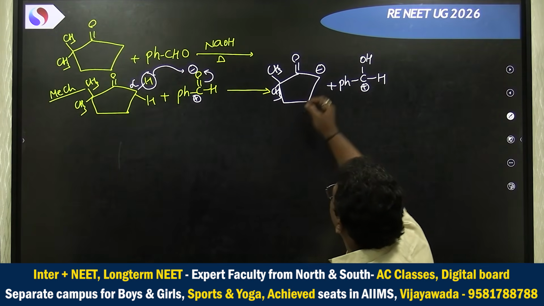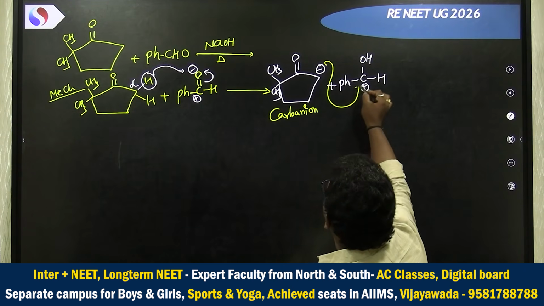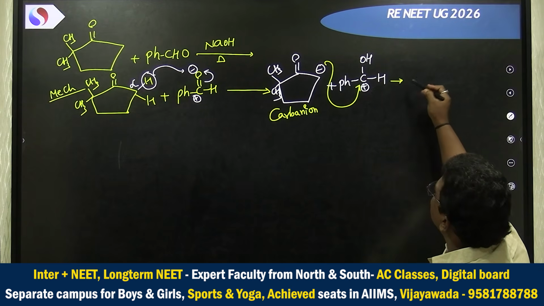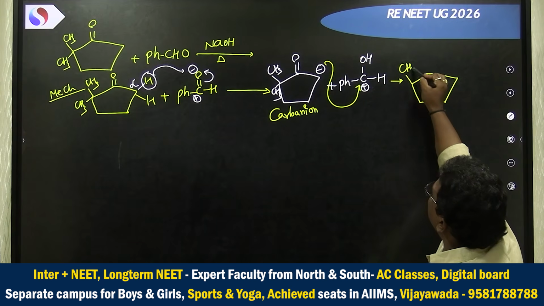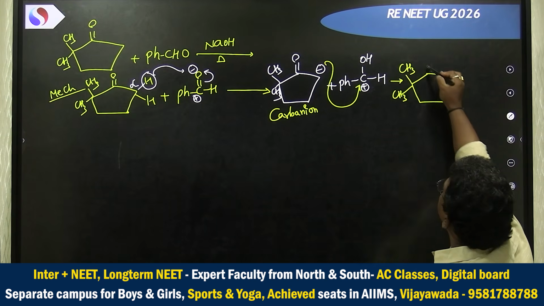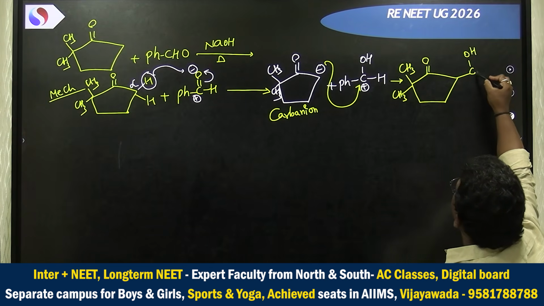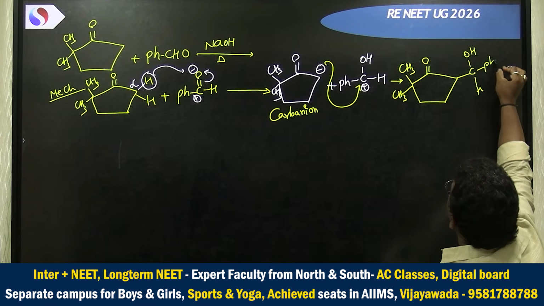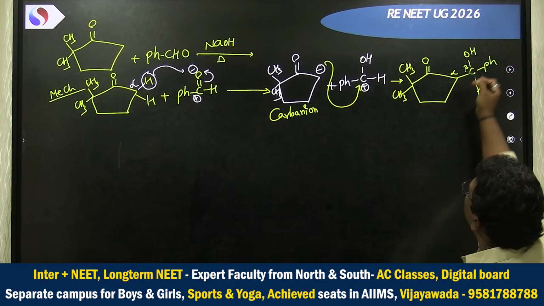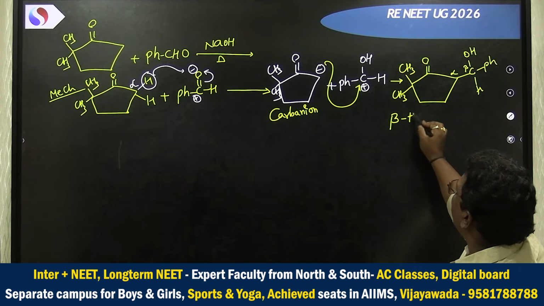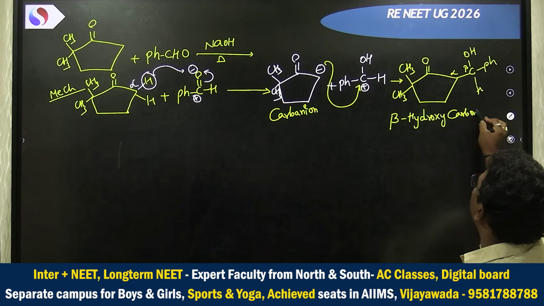In this case, what is the intermediate here? Carbanion. This carbanion attacks at this carbon and the product will be, if you observe, like this: CH3, C double bond O, CH2, then C with OH and H, and Ph is the product. If you observe, this is the alpha position, this is the beta position. This product is a beta hydroxy carbonyl compound.